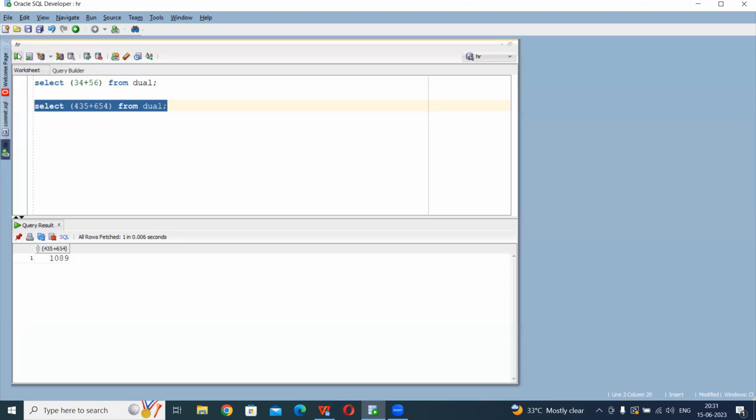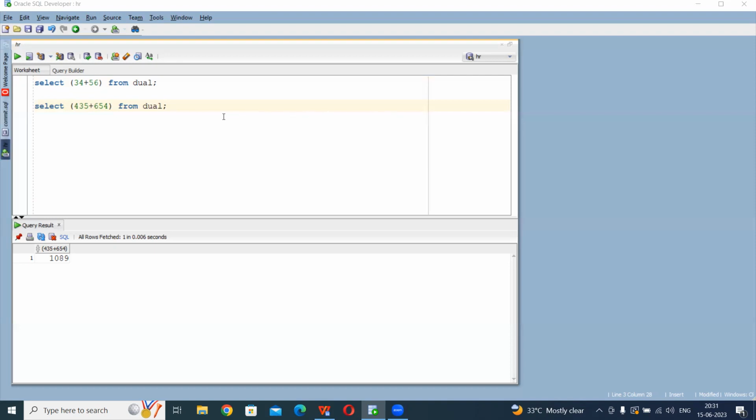When I hit this button, you can see the output window is generated exactly below our worksheet. In that, you can see my output is 1089. If I perform addition between 435 and 654, I get my output as 1089. So the same output is present in my window. So guys, this is all about the addition operator. Now we'll go for the next arithmetic operator.